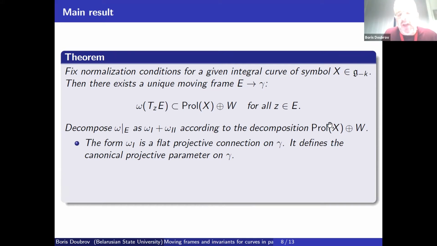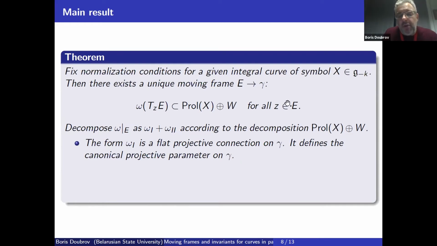But probably we have some non-effectiveness part in our prolongation. So there might be some ideal that doesn't act on the curve itself. So actually only the sl2 triple will be effectively acting on our curve. The rest, like the sum of all sl2 submodules in non-negative degree, would not act at all. But we can ignore this non-effectiveness ideal, and we'll be left with just a flat projective connection. And it defines a canonical projective parameter on gamma.